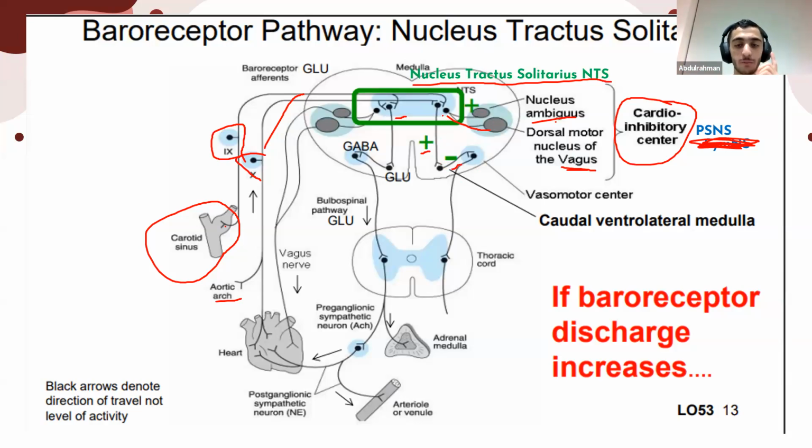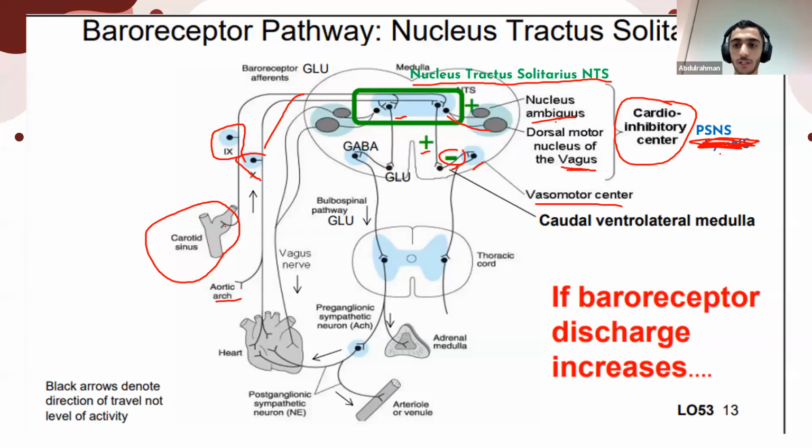Now, it's a little confusing here why there is a plus and a minus. The main reason for the plus and the minus is that the nucleus tractus solitarius, first of all, sends this neuron to an interneuron, which is basically like a neuron between both centers. It activates this interneuron, and then the interneuron is going to achieve the inhibition of this region here, which was referred to as the vasomotor center.